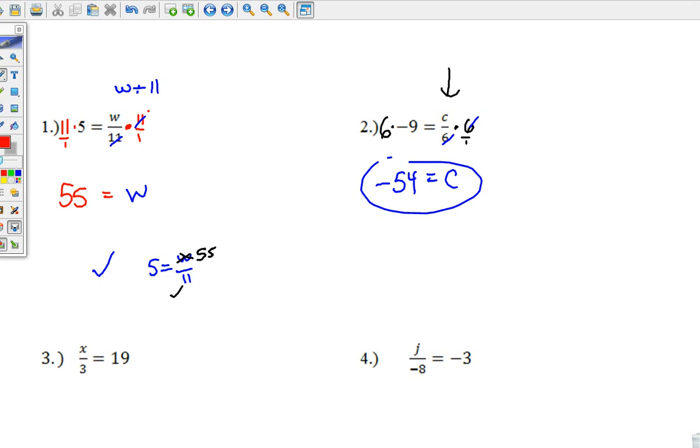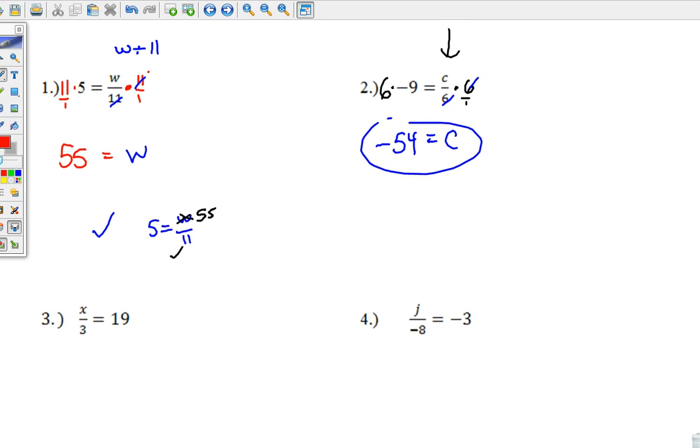To speed through a couple of these so you have a quicker video, I'm going to skip writing out the check on this one. But all you need to do is think in your head, if you put negative 54 in there, divided by 6, does it give you a negative 9? And it actually does.